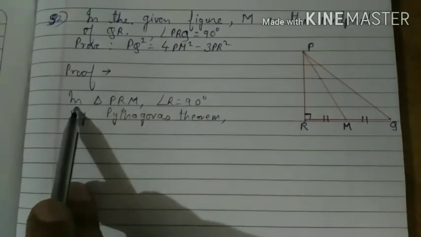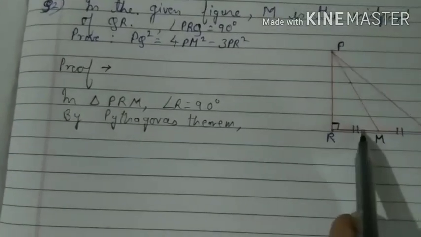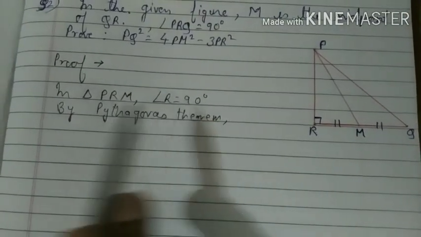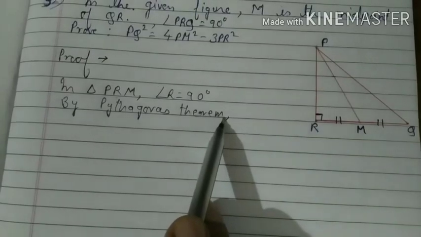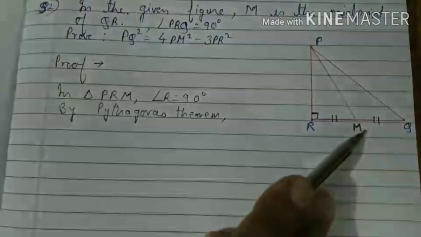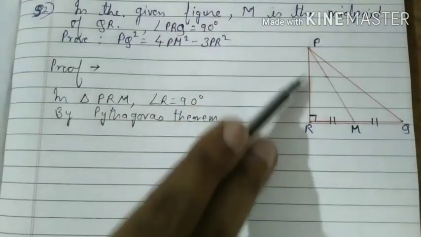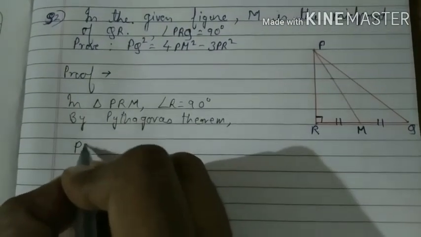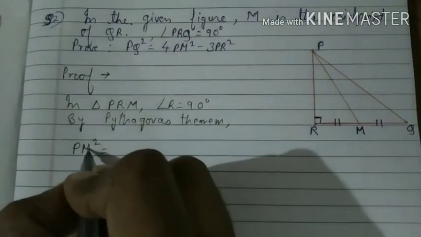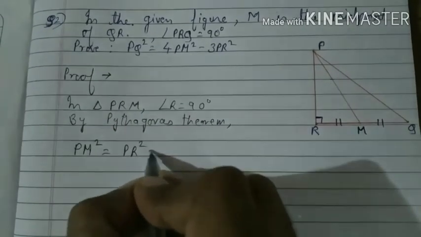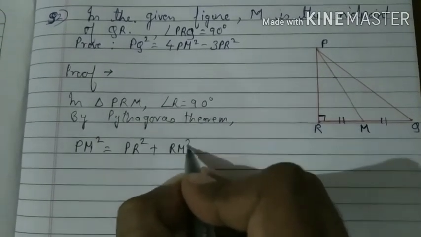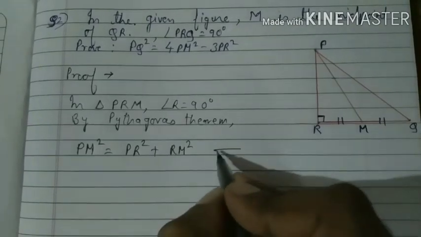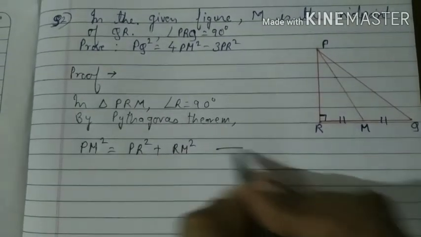See, in triangle PRM, angle R is 90 degrees. So by using the Pythagoras theorem, we know PM square will be equal to PR square plus RM square. That is, this is by Pythagoras. I wrote the reason already here, Pythagoras theorem.